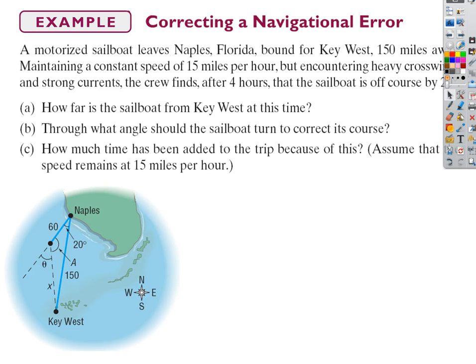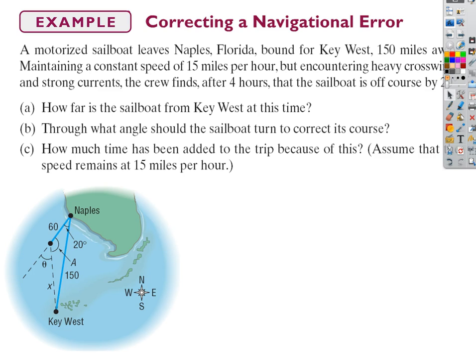Maintaining a constant speed of 15 miles per hour, but encountering heavy crosswinds and strong currents, the crew finds out after 4 hours the sailboat is off course by 20 degrees. So what does that mean? 4 hours later, going my 15 miles an hour means I went 60 miles and ended up going in the wrong direction, so much so that this was off by 20 degrees.